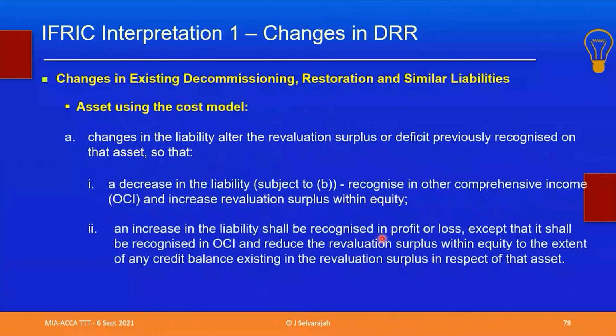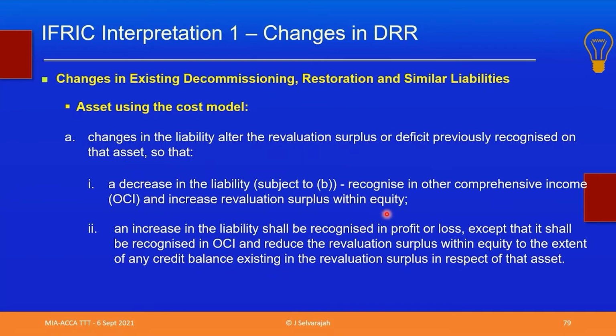Okay. All right. Anyway, that was the revaluation model, revaluation going up and down. Now, if you're using the cost model, the cost is fixed with depreciation. So changes in the liability after a revaluation surplus previously recognized in the asset, so that a decrease in the liability subject to be again recognized in other comprehensive income, OCI, and increase valuation within equity.